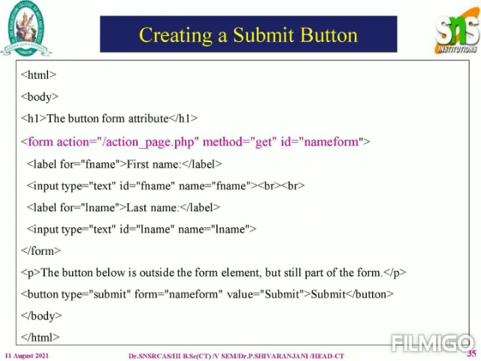After that, I'm just displaying a paragraph saying the button below is outside the form element, but still part of the form. So you are typing a button, button type equal to submit, form equal to name form, and value equal to submit. So now the button will be created with a name called submit, and I'm just closing it. So when you execute the program, this will be the sample output of the program.